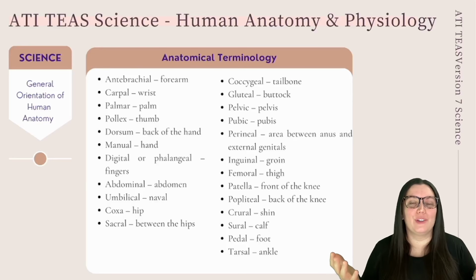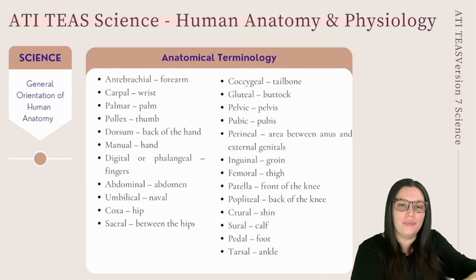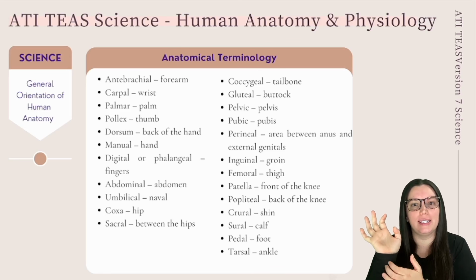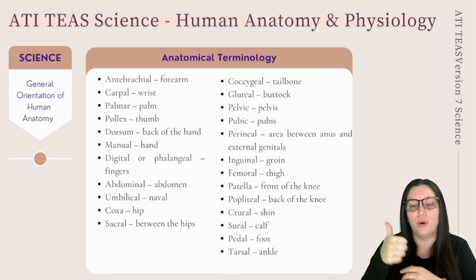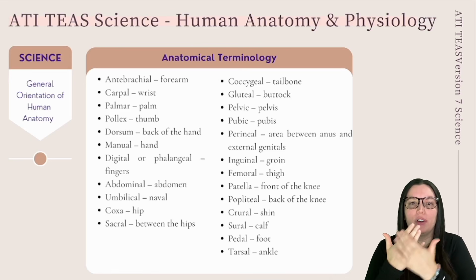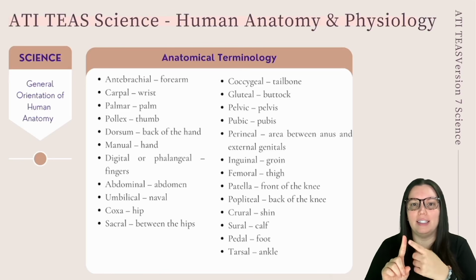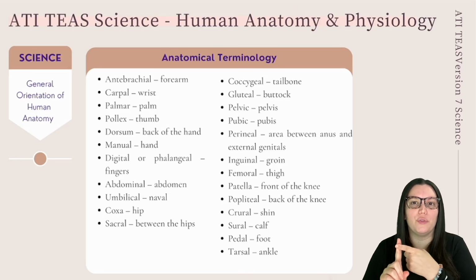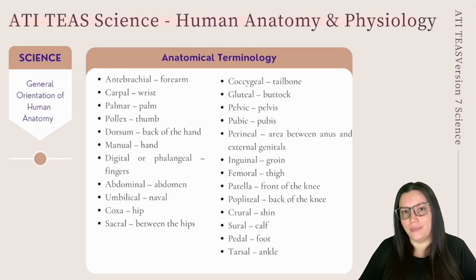Some more anatomical terminology you need to know is antebrachial, that's your forearm. Carpal is your wrist. Palmar is the actual palm of your hand. Pollex, your thumb. Dorsum, the back of your hand. Manual is your hand itself. Digital or phalangeal is your fingers. Abdominal, it's right in the name, right? Abdomen. Umbilical is your navel.